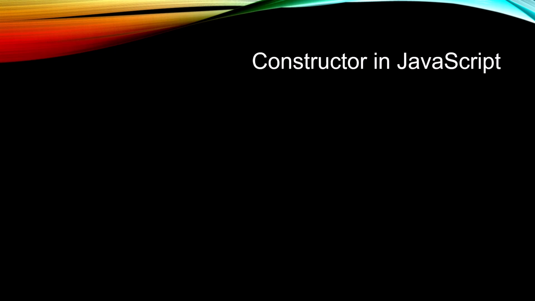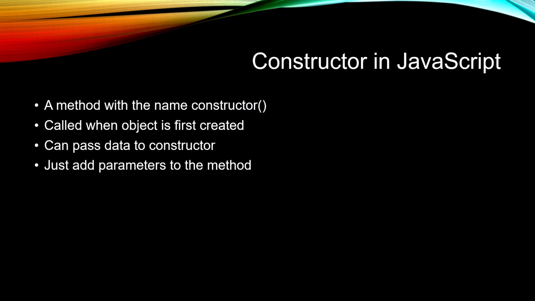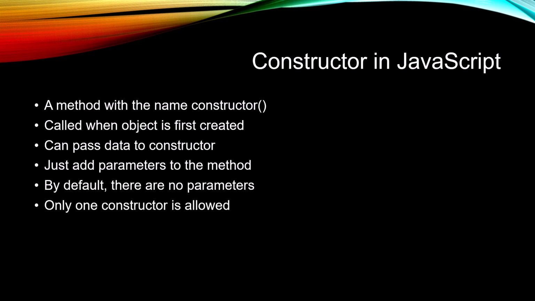You can have a constructor in JavaScript, and this is just a method with the name constructor. It's called when an object is first created. You can pass data to the constructor or not. You just add parameters to that method. But by default, there are no parameters. You can only have one constructor in each class.